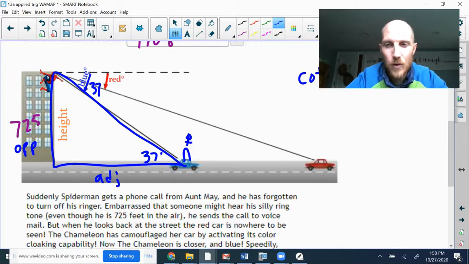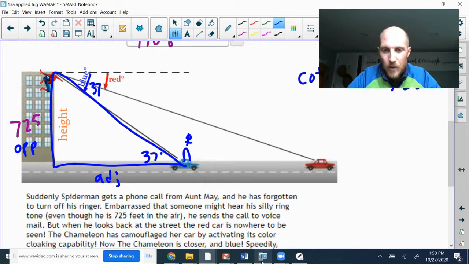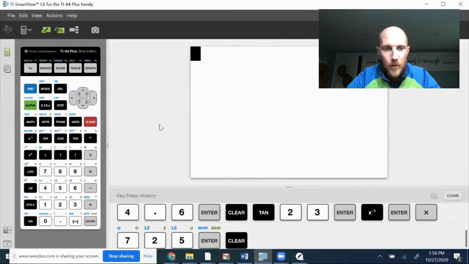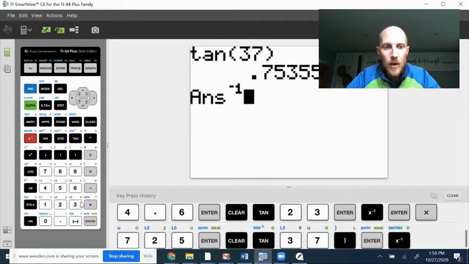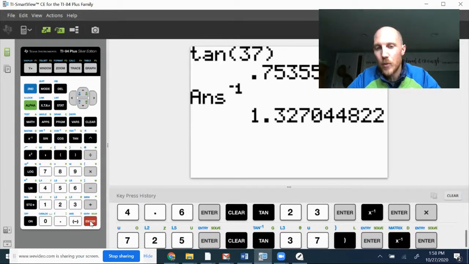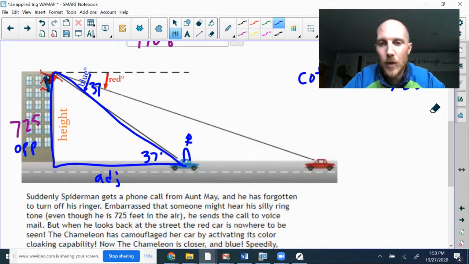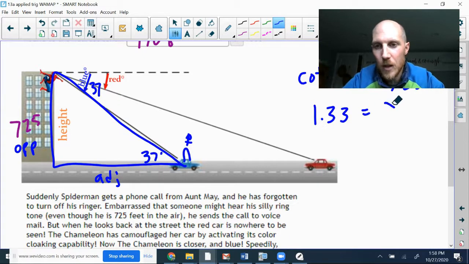Cotangent of 37 degrees equals x over 725. So let's do the cotangent of 37. So I have to do the tangent of 37 degrees first. Then I can hit the reciprocal. I get 1.33. I'm going to go with 2 decimal places at this point, just so I don't lose important details that I will wish I had later.